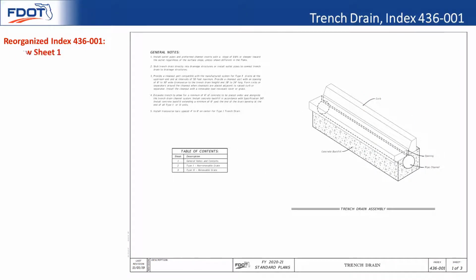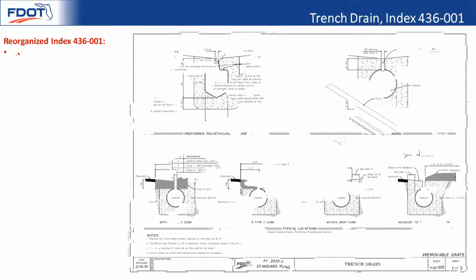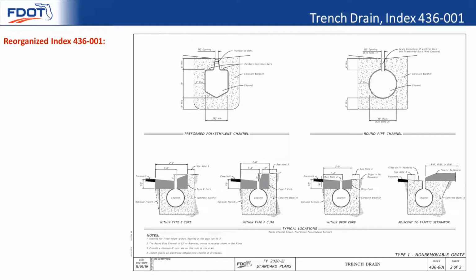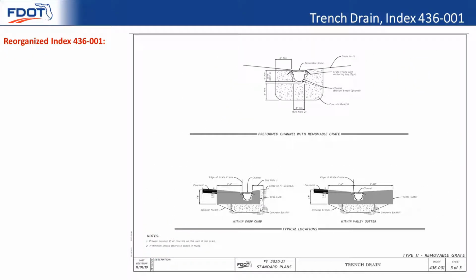We have our isometric view here. We have a lot less notes because most of the notes were design notes. We have a table of contents. Here's the type 1 trench drains, and grouped with the sheet specific notes. And now we have the type 2 trench drains on its own sheet with its own notes.